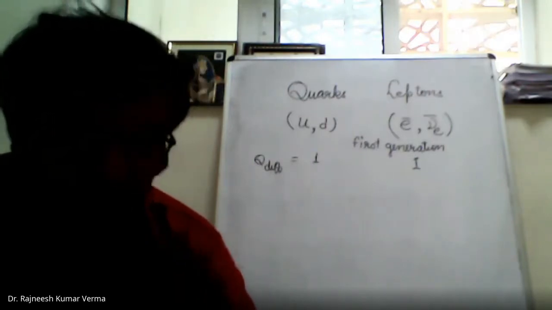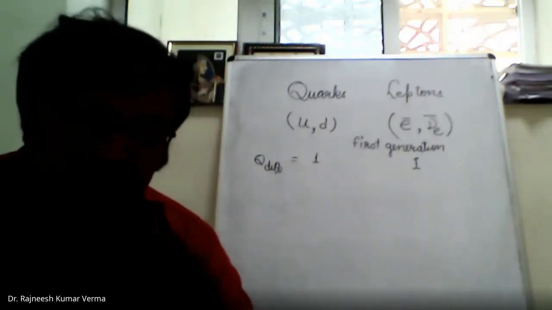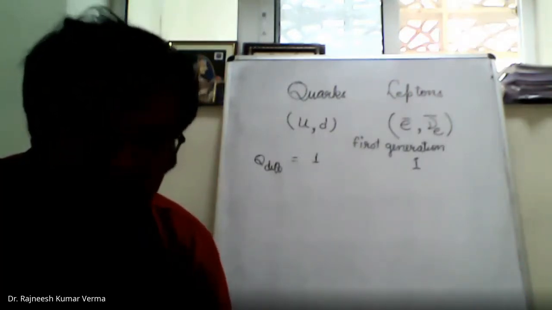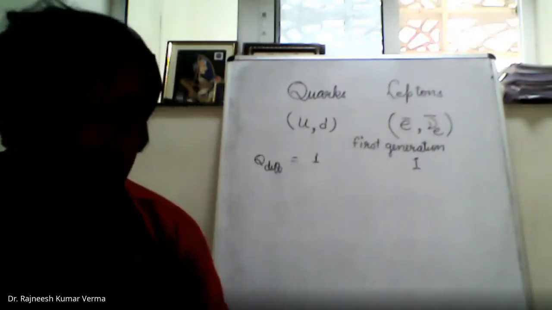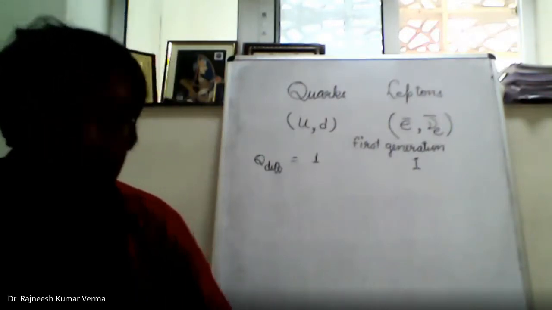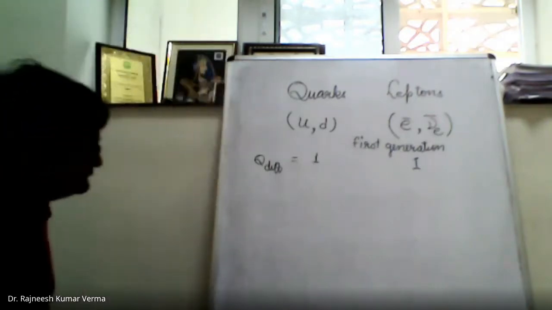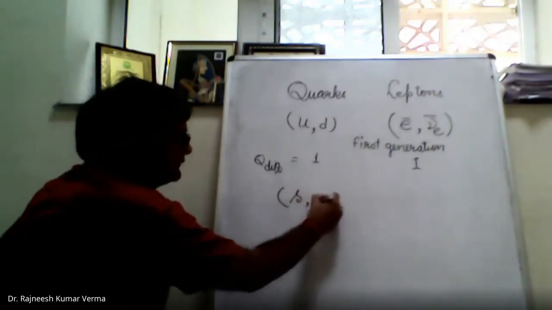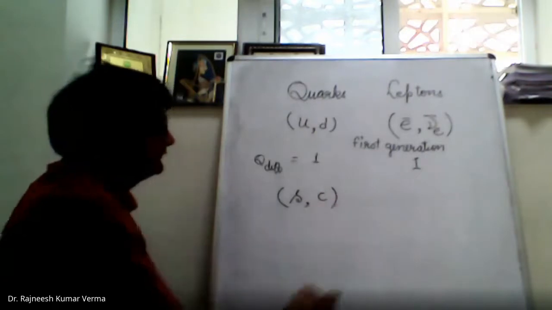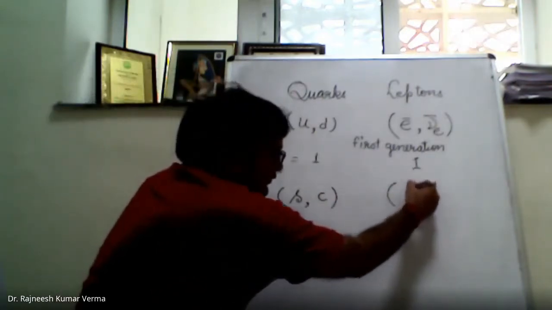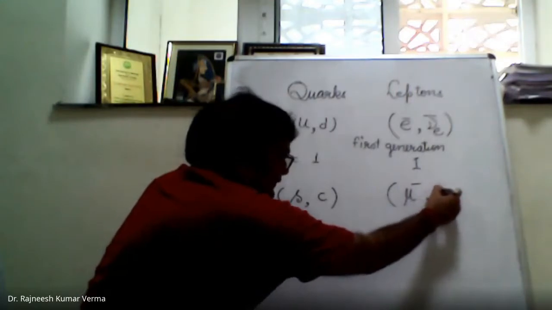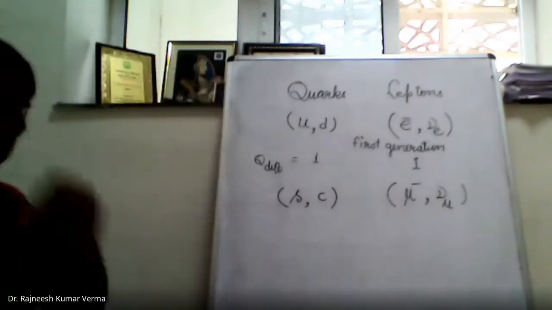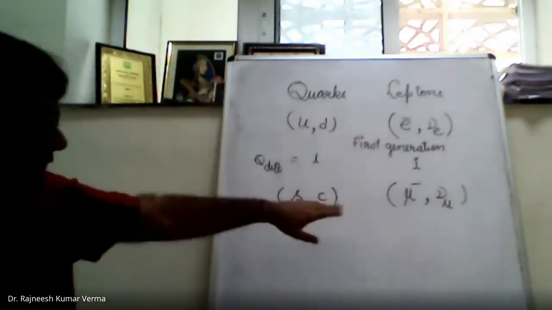And in case of lepton family, we have discovered another set of lepton, that is muon, and associated with it, its neutrino. So what we have as a second generation: strange quarks, charm quarks, mu minus, and mu neutrino. In the first case, it was not bar.